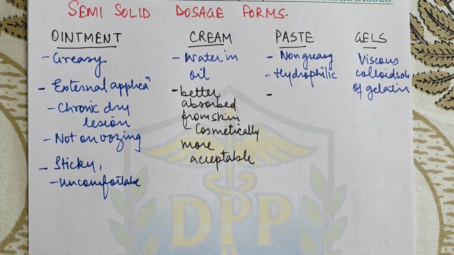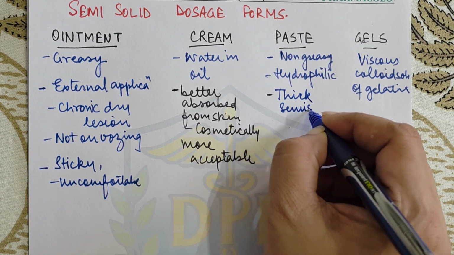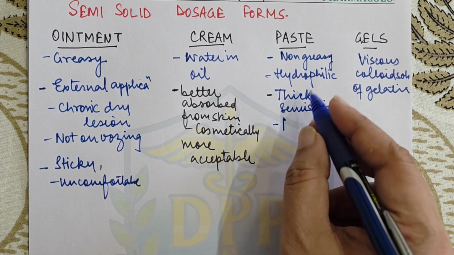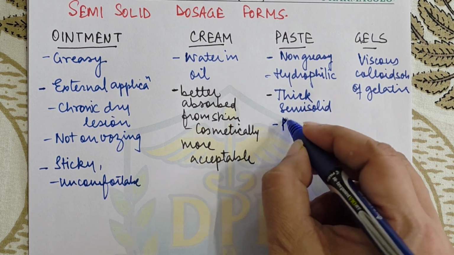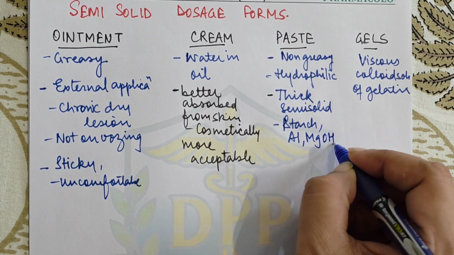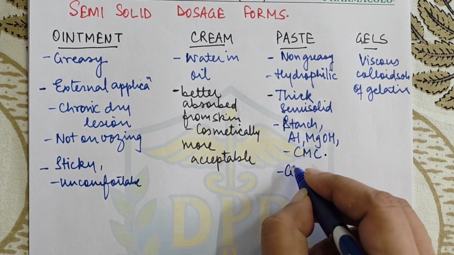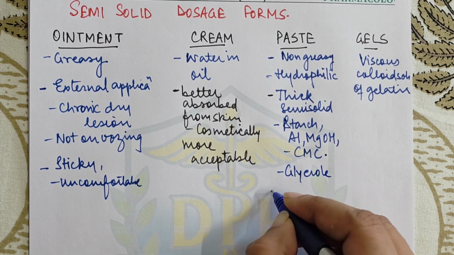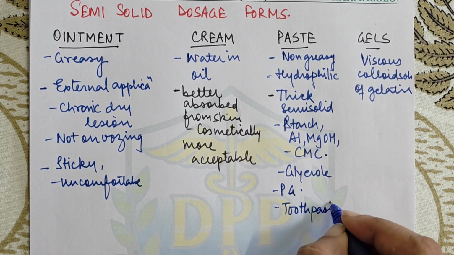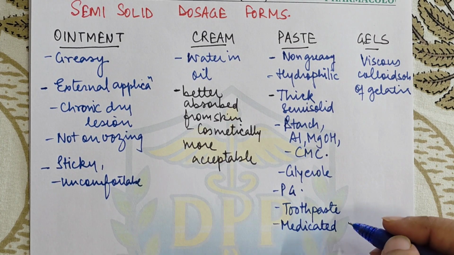Coming to the paste. Now paste is basically a thick semi-solid thing having more of solid and less of liquid. Pastes usually have hydrophilic content, such as starch, aluminium or magnesium hydroxide, zinc oxide or carboxymethyl cellulose. They may also have glycerol or propylene glycol. For example, we have toothpaste, which we very commonly use, and medicated toothpaste, having some drugs added to it. So these are pastes.